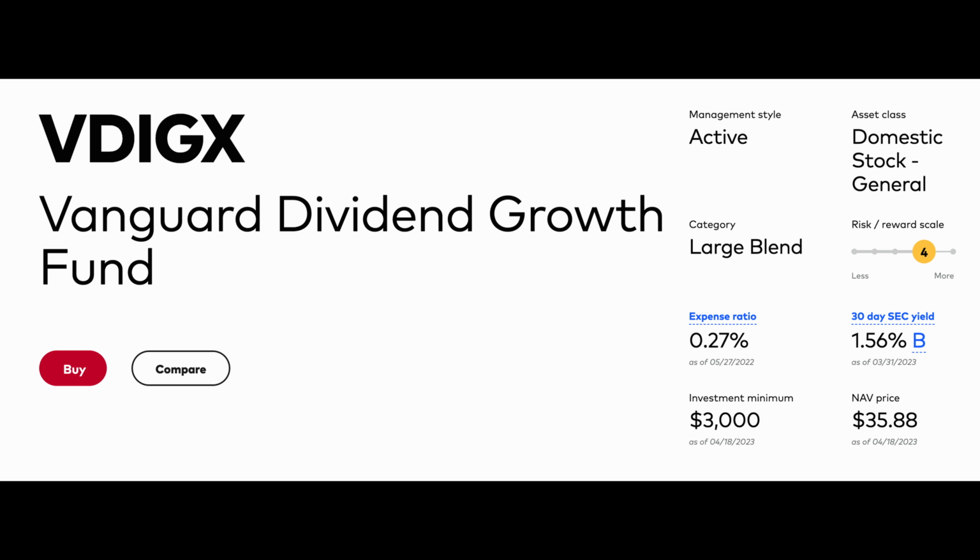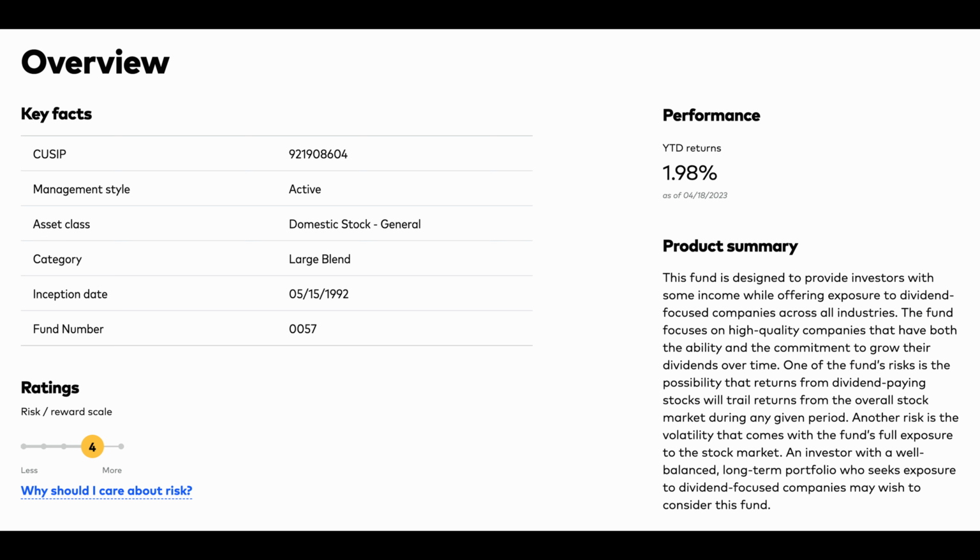You are looking at the mutual fund Vanguard Dividend Growth Fund. It has a unique ticker VDIGX to identify this fund in the market. You can see its objective in the product summary section. This fund is designed to provide investors with some income while offering exposure to dividend-focused companies across all industries. So basically, they are investing in quality companies that offer good dividends as income. Good profitable companies share their profits with their investors through dividends. This fund is specifically identifying and investing in those companies.